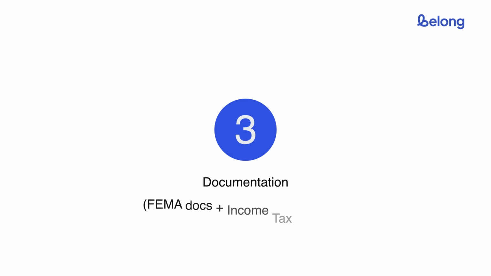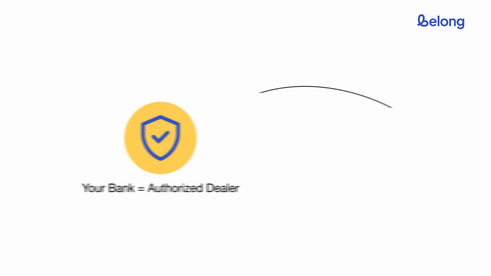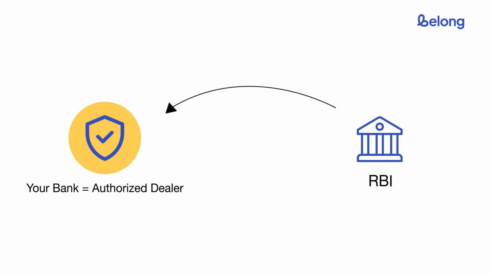And third is about documentation. So whatever documentation both the laws require, one is the FEMA law, second is the Income Tax Act, whatever they need, that you have to comply with. And whom will you comply with? You will comply with your local bank who is transferring the money, because they are called the ADs, the authorized dealer. So the ADs are authorized by RBI to undertake all these transactions. So once you combine all these three steps, then you can freely move the money out of India.